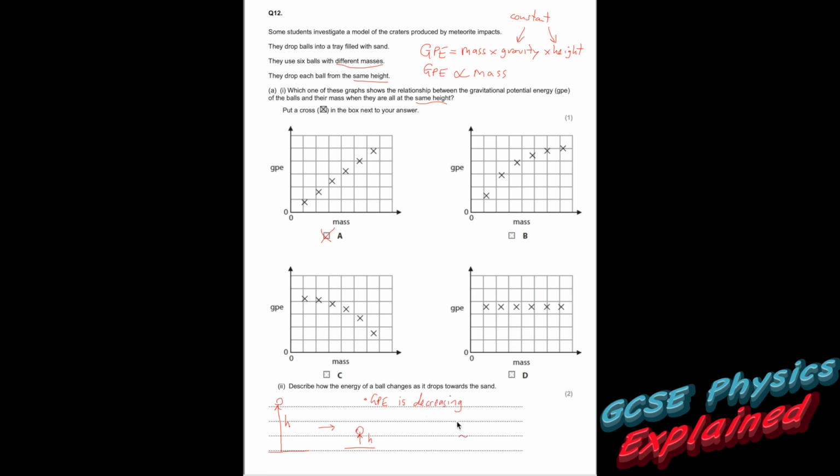Now, energy can't be created or destroyed, it just gets transferred from one form to another. So where's the GPE gone then that we've lost? Well, the ball starts to move faster and faster as it falls. So kinetic energy is increasing. And because of the law of conservation of energy, the total amount of energy would remain constant.